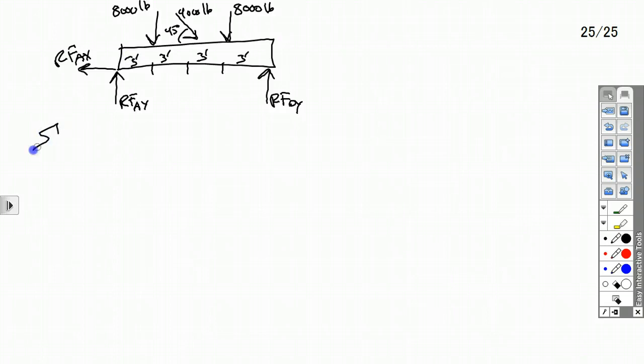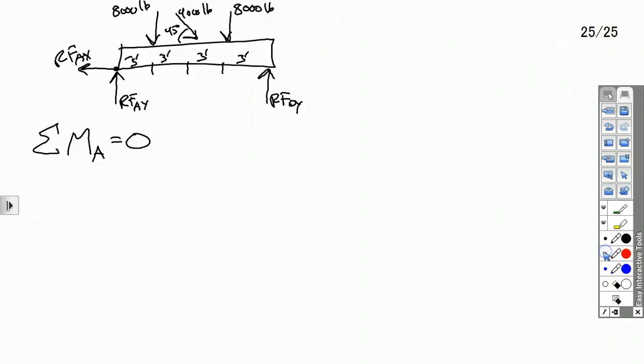So we need to find some of the moments. And I'm going to pick a point. In theory, it does not matter which point you pick. It'll all work out the same. There's some places where the math is a little easier. I'm going to pick point A because it has two forces at point A. So we'll solve for that. Now for the moments around here, RFAX and RFAY are not going to cause a moment because they're right at it. I'm looking for perpendicular distances in moments, perpendicular distances.